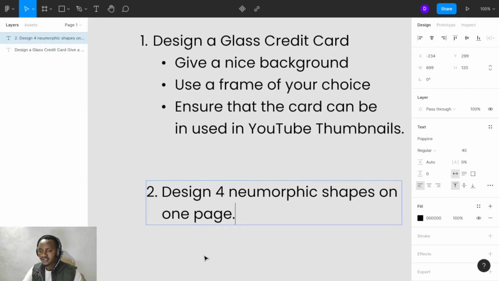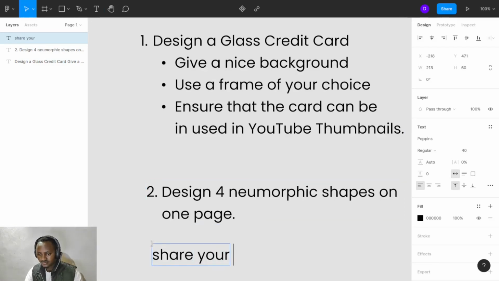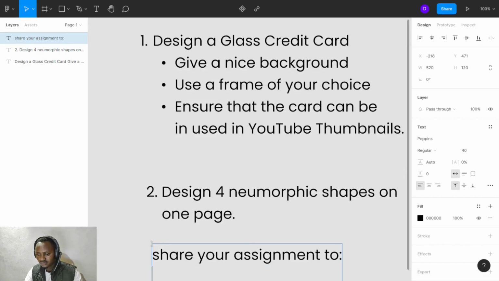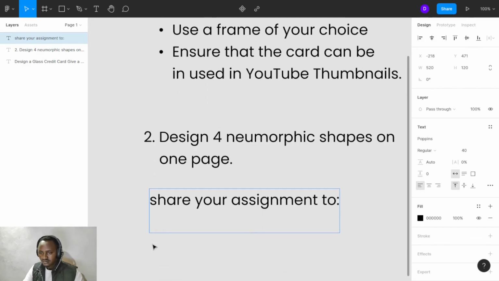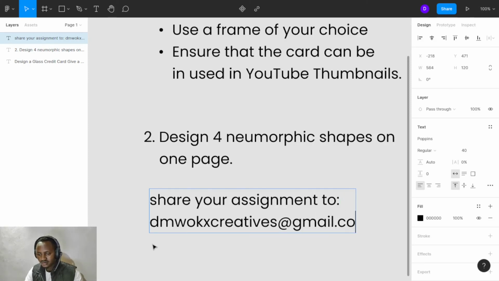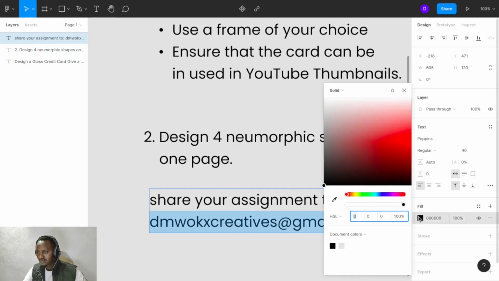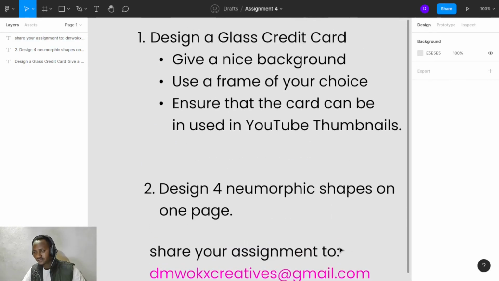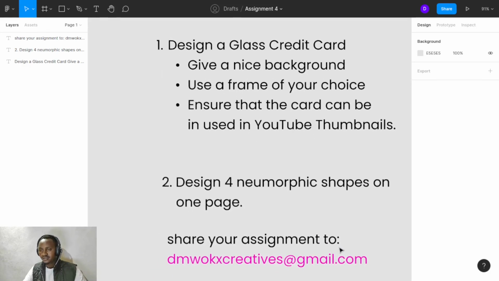That's it. And then you're required to share your assignment to Neumorphic Creatives at gmail.com. Cool. Share your assignment to Neumorphic at gmail.com. So this is the assignment.